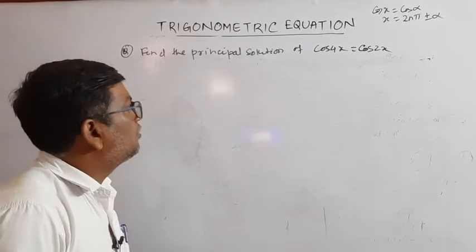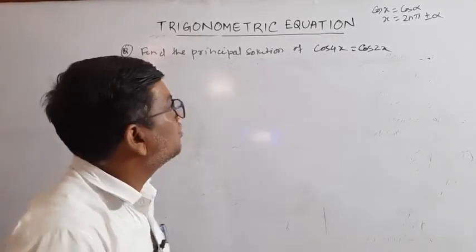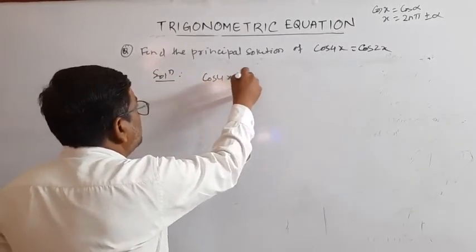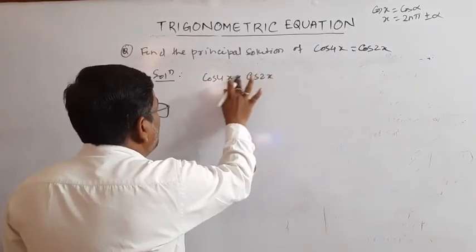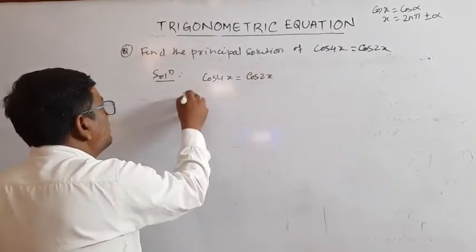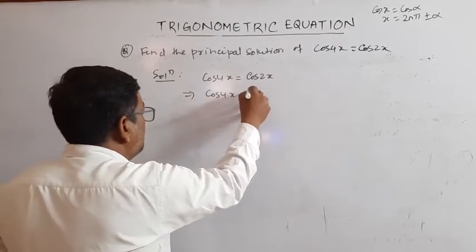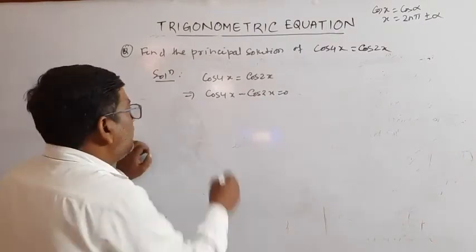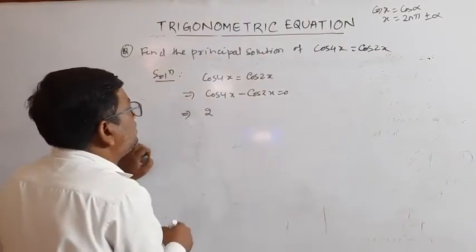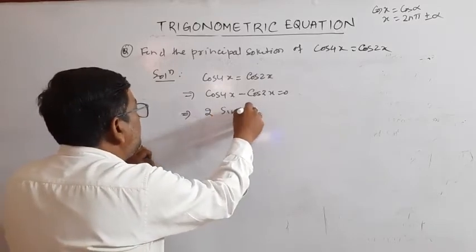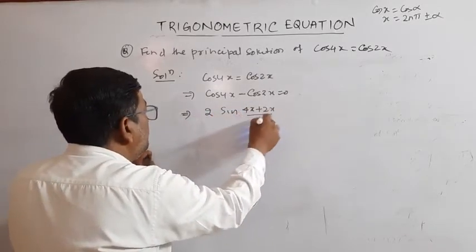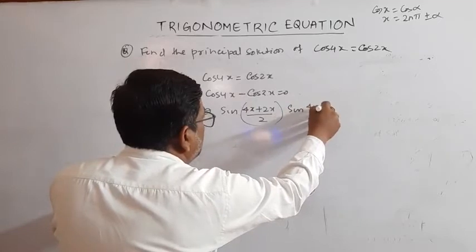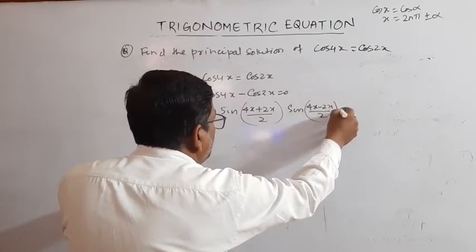Find the principal solution of the equation cos 4x is equal to cos 2x. So the answer: cos 4x is equal to cos 2x. Now take this to the left side. So cos 4x minus cos 2x is equal to 0. Apply the cos C minus cos D formula. So this is 2 sin of (4x plus 2x) by 2, with a minus, then sin of (4x minus 2x) by 2 is equal to 0.